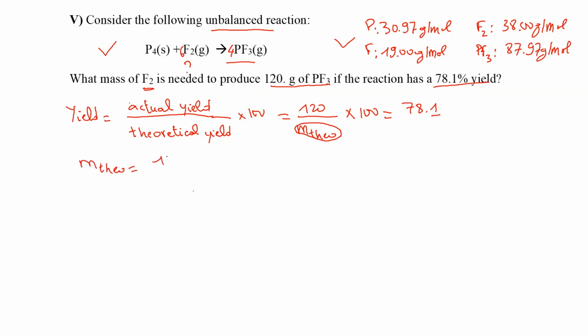It will be equal to 120 times 100 divided by 78.1. So the theoretical mass is equal to 153.6 gram. We actually, from the equation, we need to use 153.6 gram of PF3. So this is the theoretical mass.